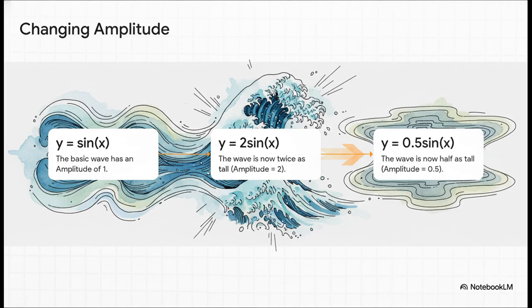Let's see this in action. We start with our good old y equals sine of x. Its amplitude is 1. Now watch what happens. If we change that a to a 2, boom, the wave is suddenly twice as tall. We've cranked up the loudness. Now what if we change a to, say, 0.5? The whole thing gets squished down to half its height. See? That a value is like a volume knob for the wave.